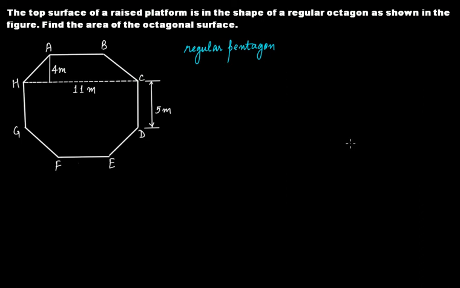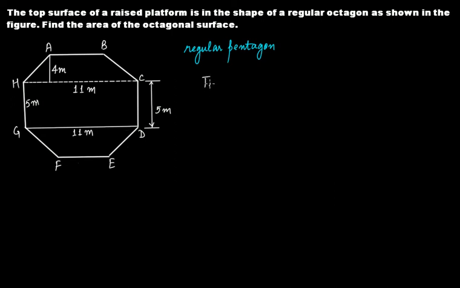Now this width is 11 meter. If this is 11 meter, and if we draw a straight line between these two vertices, then this will also be 11 meter, right? 11 meter, 11 meter. This is 5 meter. It means that this will also be 5 meter. Now, if you look at this figure, it's actually consisting of two trapeziums, this one and this one.